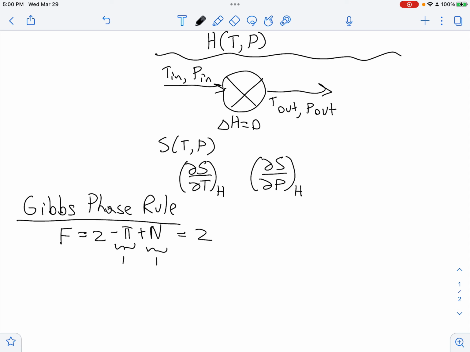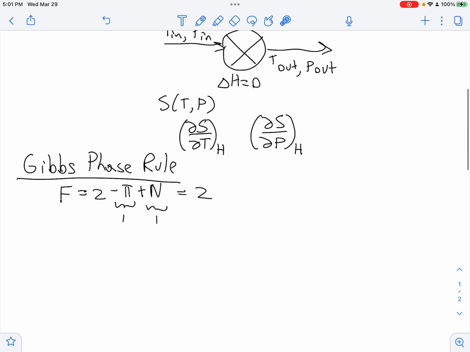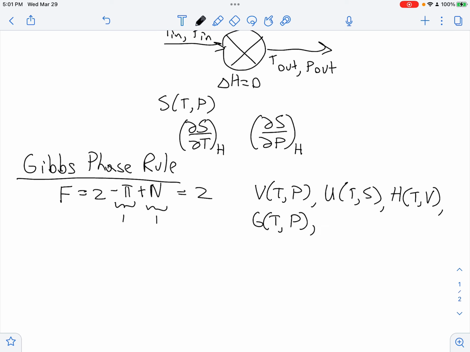So that means that, notice that I kind of hinted at that. If we're interested in H and we specify T and P, likewise, if we are interested in S and we specify T and P, that actually specifies the state of the system, and therefore it ought to be possible to evaluate whatever we want to evaluate. Likewise, we could say V is a function of T and P, U is a function of T and S, H is a function of T and V, G is a function of T and P.